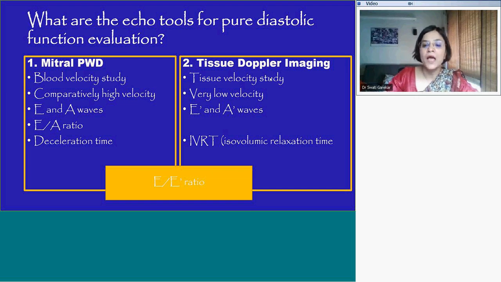And we look at the waves which are mirrors of the mitral PWD, which are the E prime and A prime waves. We are able to look at the IVRT. Now, combining the mitral and the tissue Doppler imaging gives one important index, which is the E by E prime ratio. Very, very important for diastology.